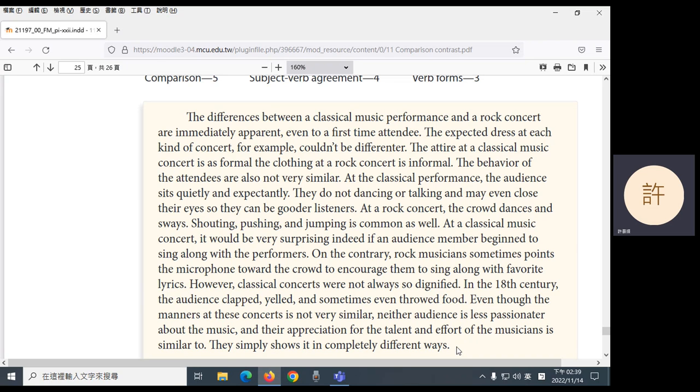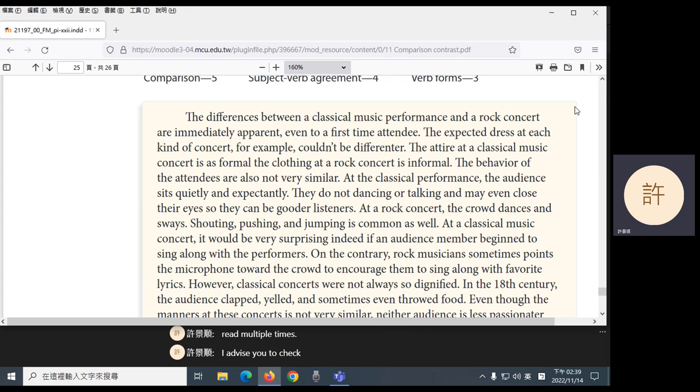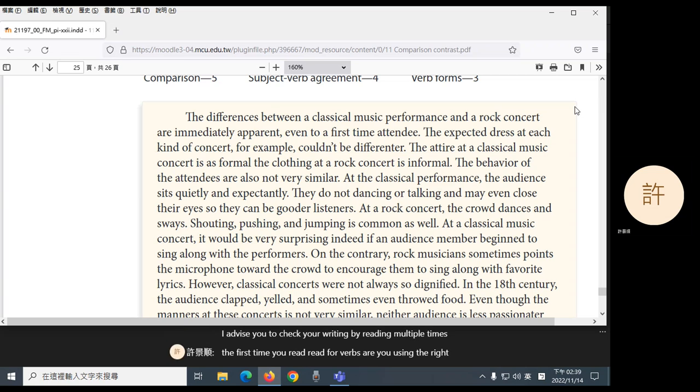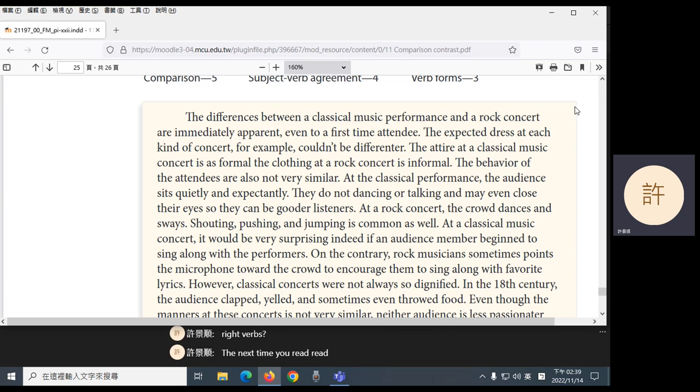So when you're checking your own writing, I advise you to read multiple times. The first time you read, read for verbs. Are you using the right verbs? The next time you read, read for subject-verb agreement, 单复数. The next time you read, read for spelling. The next time you read, read for prepositions, 介系词, right? Read and check one grammar idea every time you check your writing. That way you can practice making your brain focus on the grammar.